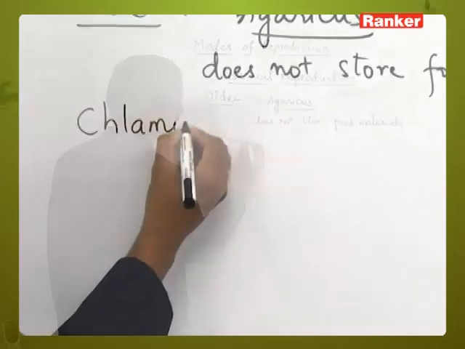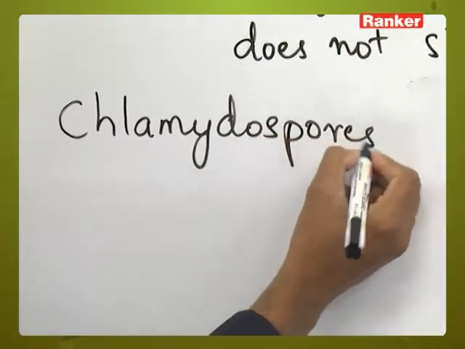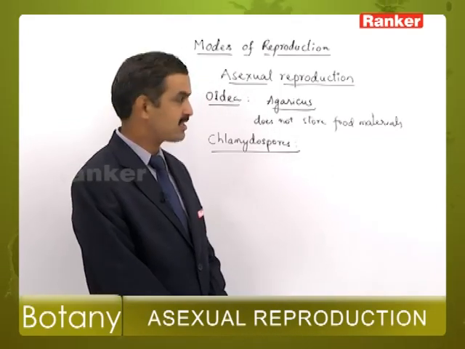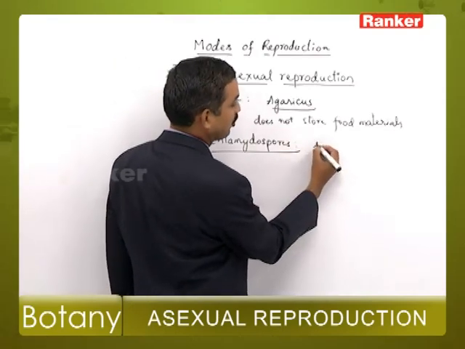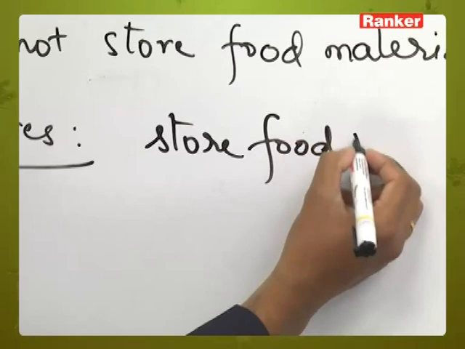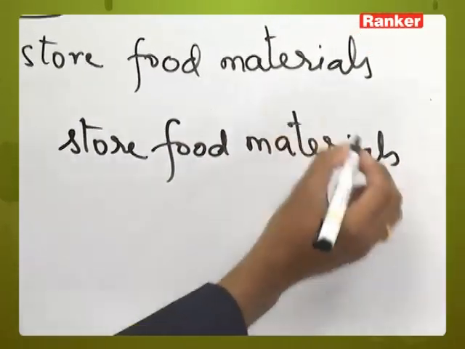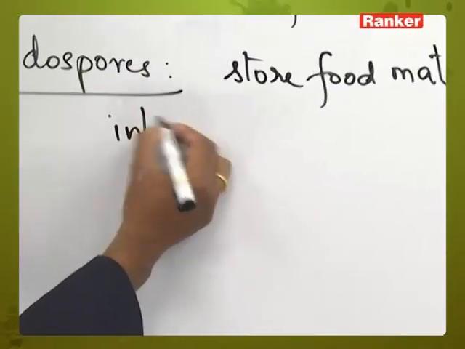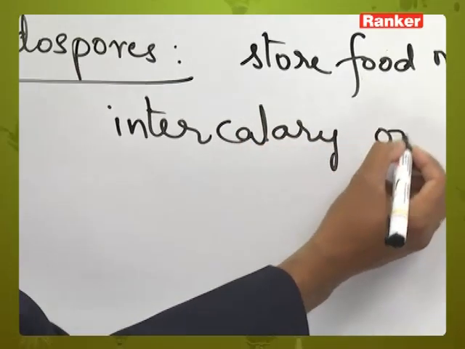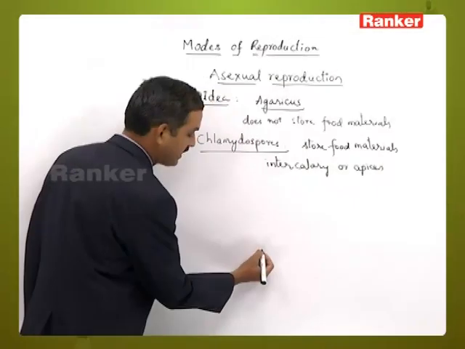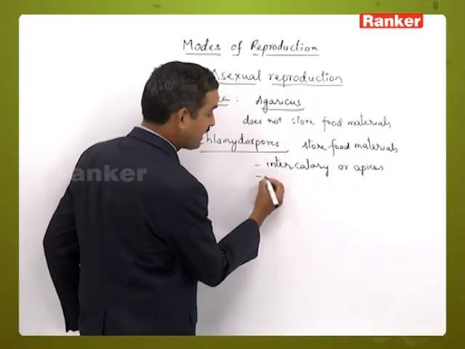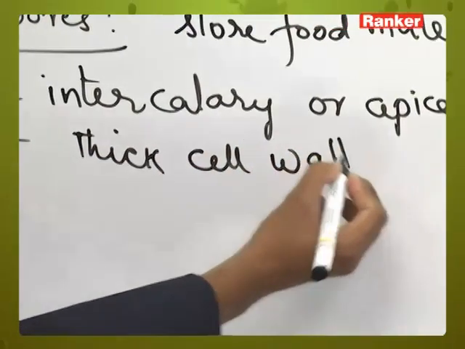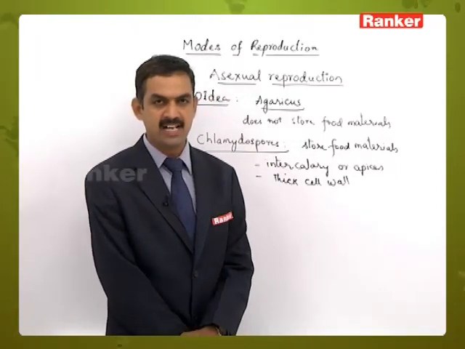Next one is chlamydospores. Chlamydospores are generally non-motile spores like oidia, but the difference is that they store food materials. They are formed either intercalary, which means in between the cells, or at the apices, at the tips also. And one more thing, they have a thick cell wall around them, so that they can survive in unfavorable conditions.